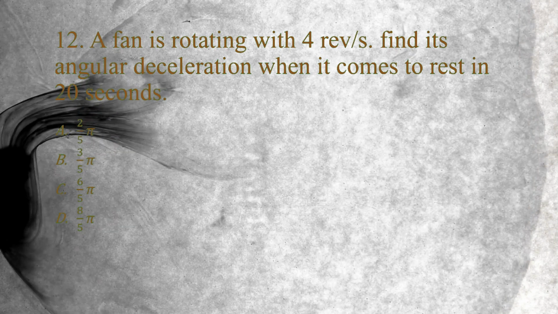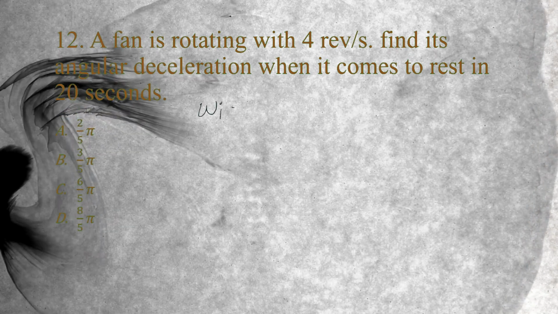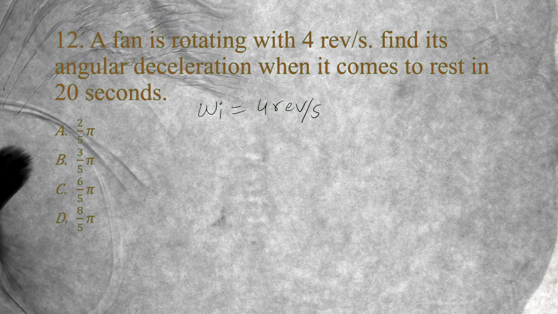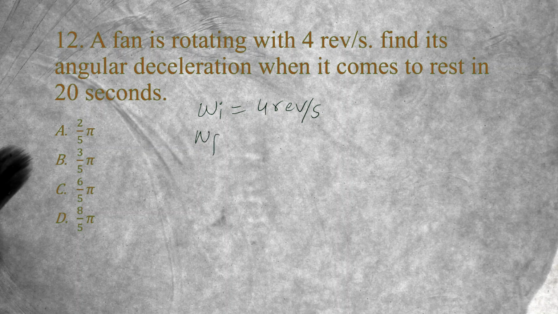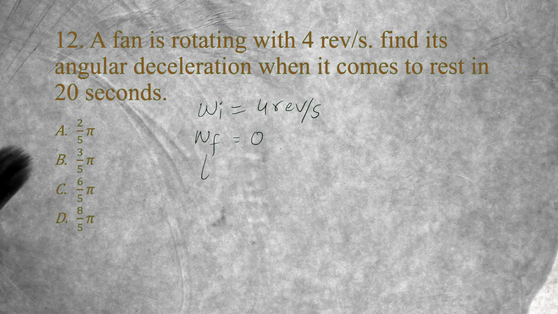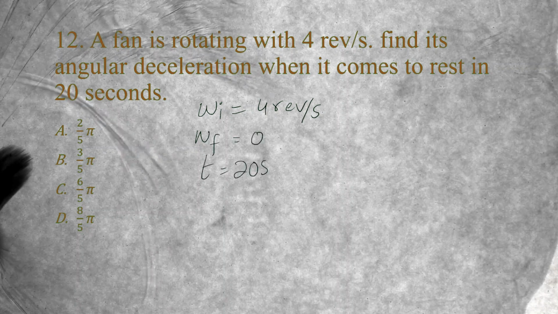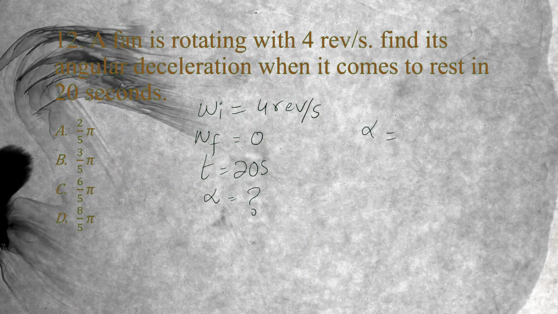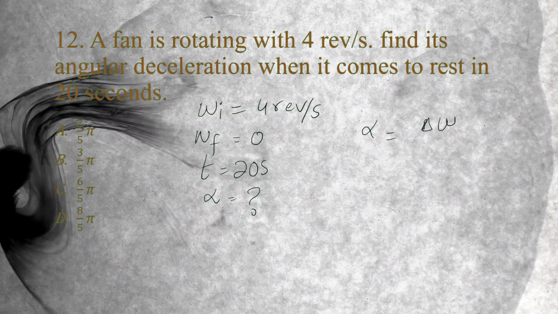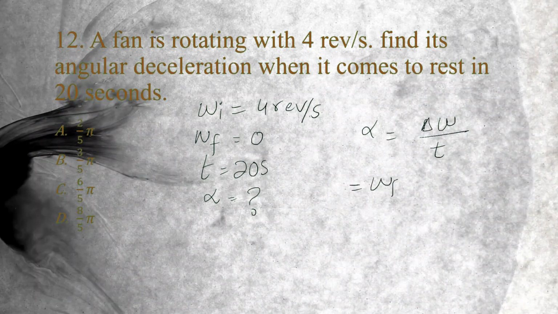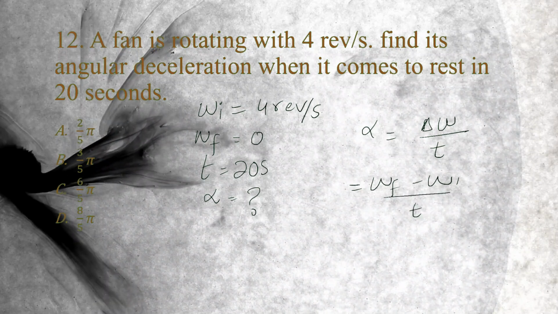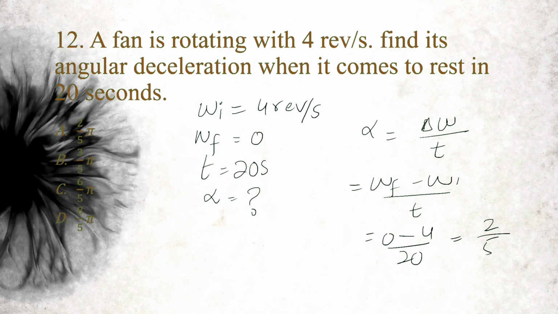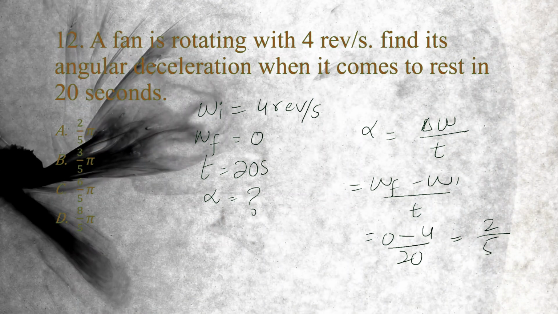Okay, so the next MCQ is, a fan is rotating with 4 revolutions per second. So its angular speed is 4 revolutions per second. Find its angular deceleration when it comes to rest in 20 seconds. So the final speed will be 0 when it comes to rest in 20 seconds, and we need to calculate the deceleration. We know that acceleration is basically the change in velocity divided by time. So final velocity minus initial, divided by t. So 0 minus 4 divided by 20. So it will be 2 by 5 pi. So the correct option is A.